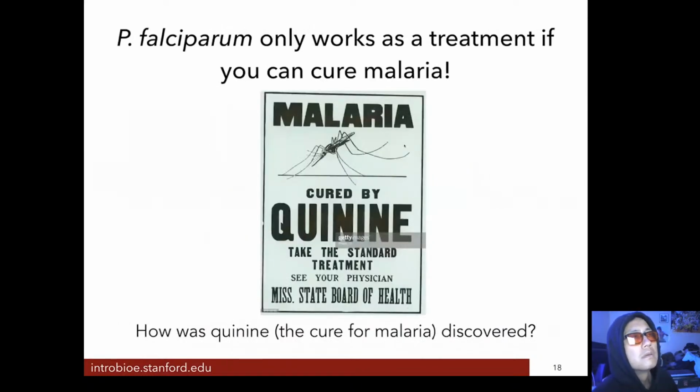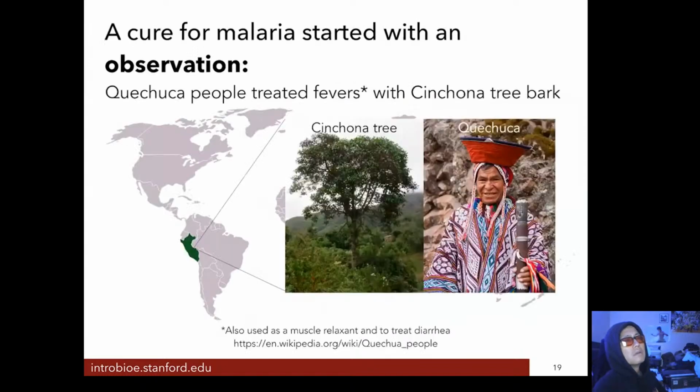Okay, so here's just a slide saying that explicitly. This Plasmodium falciparum treatment only works if you can cure the malaria that it causes. Otherwise, you're just swapping one disease for another. You're trading syphilis for malaria, which isn't really better. Okay, so that begs the question, how did a cure for malaria get found? Malaria had been around for quite a long time.